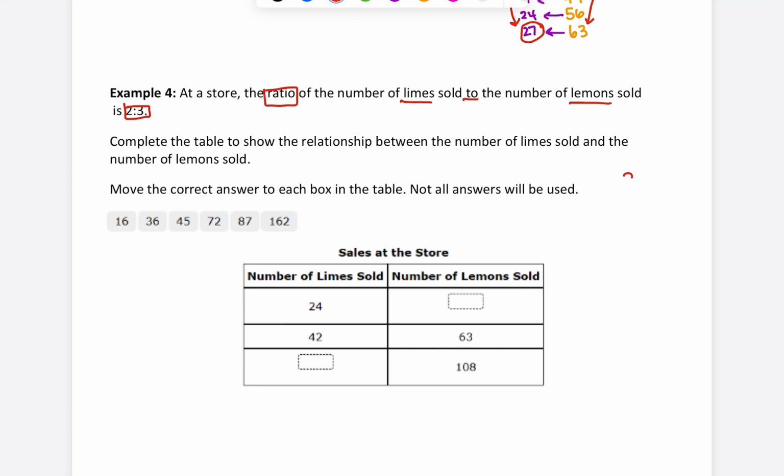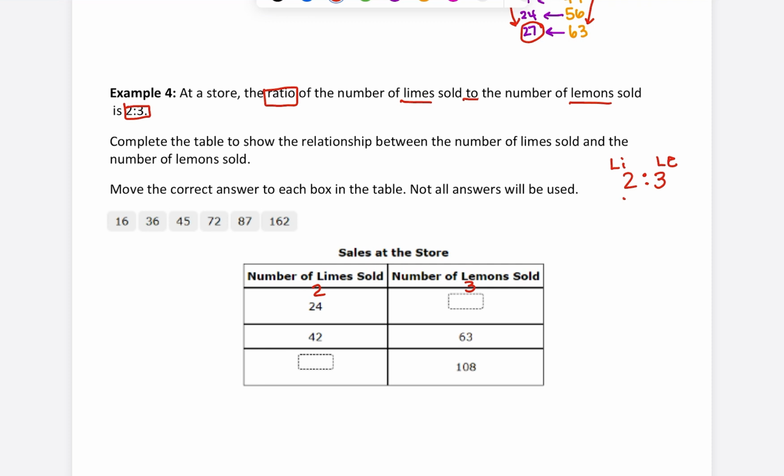So if my ratio is 2:3, what word came first? Limes, and I'm gonna put L-I, because they both have an L, and then LE for lemons. So we could also think about this, that this is my limes, this is my lemons, okay? So again, we could skip count until we get to that 24 and then find the other side.